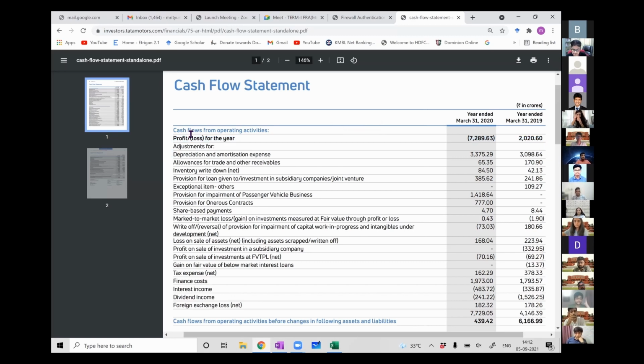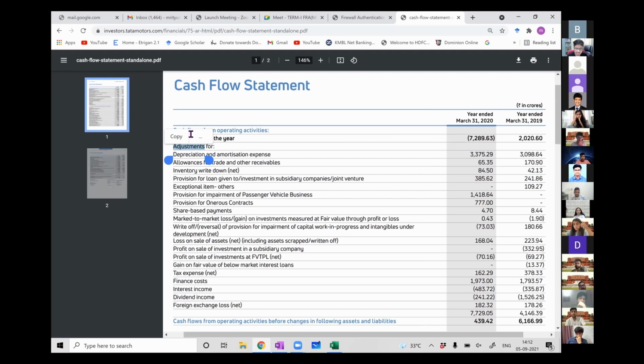So whenever you see numbers in brackets, they mean a negative number. Now you see that against a negative number, which is a loss, they are adding 3,000 something. This 3,000 something denotes what? Basically, it is depreciation and amortization. They would have found this number in the income statement of Tata Motors for that year. So similarly, we will adjust for all these headings. That's what these adjustments are for.